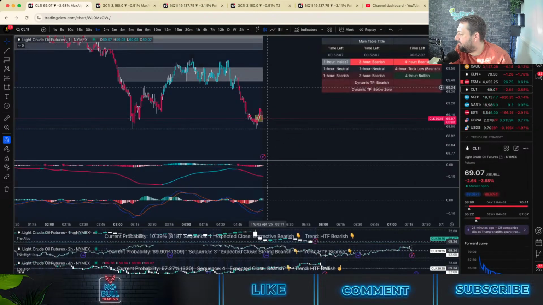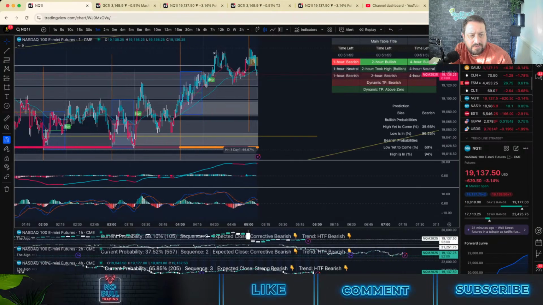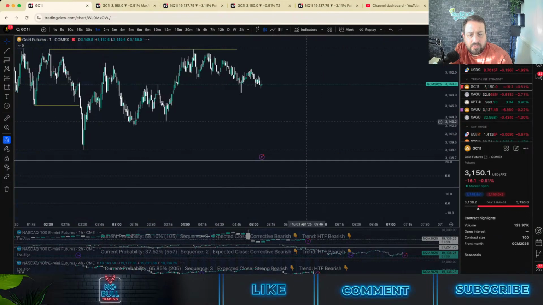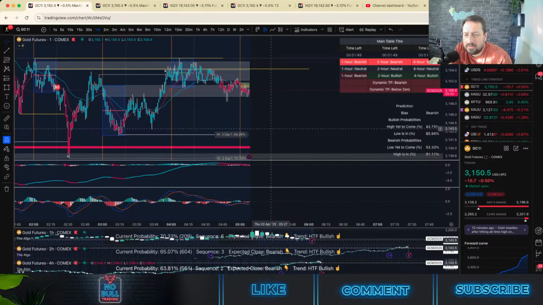Been a bit of a tough 4-hour candle, really. See if we can't find some in this last hour on this 4-hour. Gold has just been inside.